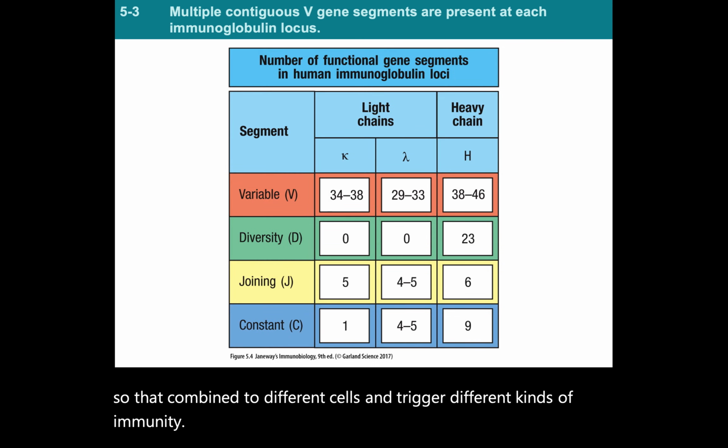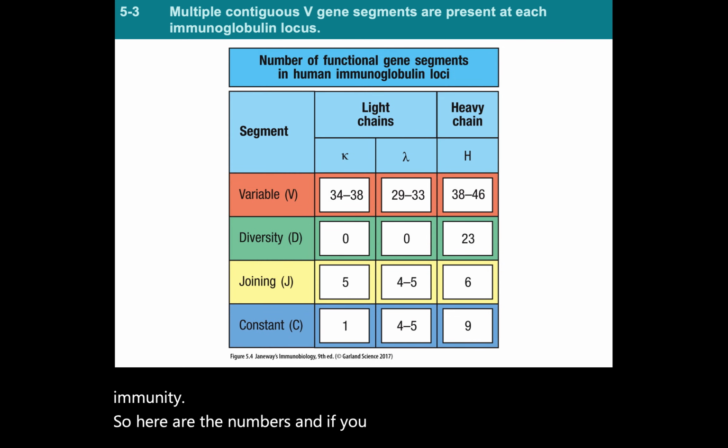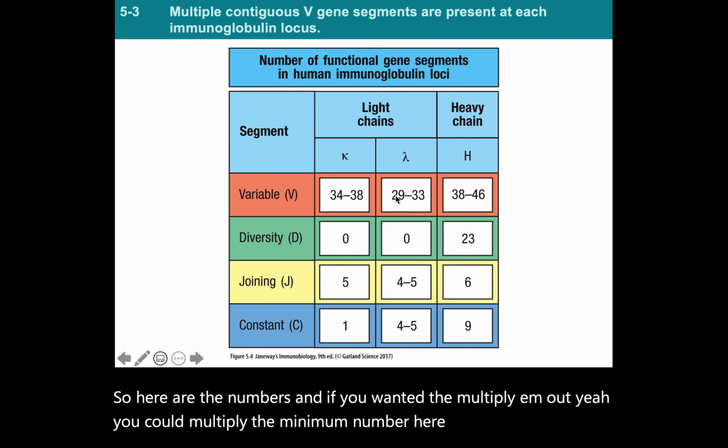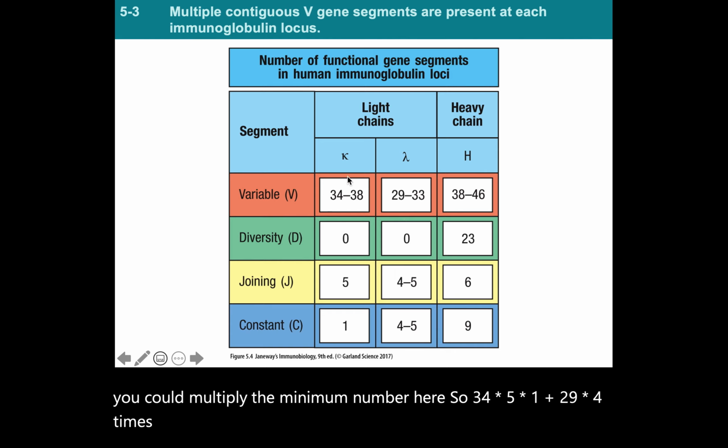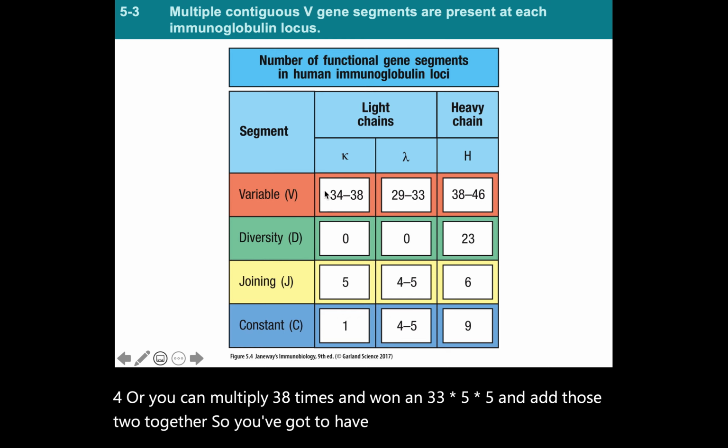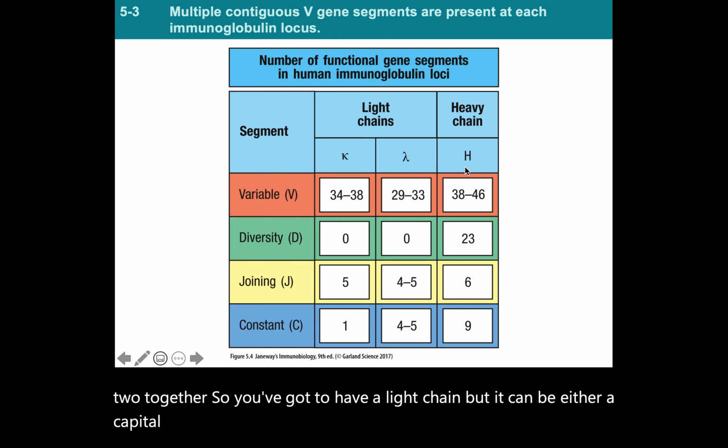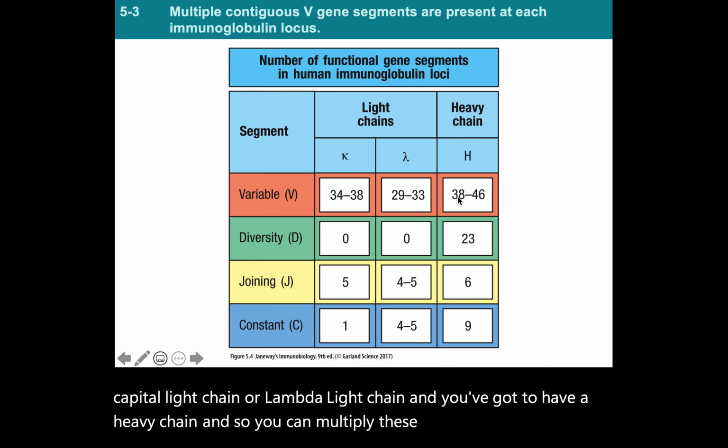So here are the numbers, and if you wanted to multiply them out, you could multiply the minimum number here, so 34 times 5 times 1 plus 29 times 4 times 4, or you can multiply 38 times 5 times 1 and 33 times 5 times 5 and add those two together. So you've got to have a light chain, but it can be either a kappa light chain or a lambda light chain. And you've got to have a heavy chain, and so you can multiply these out. The low end will be 38 times 23 times 6 times 9.